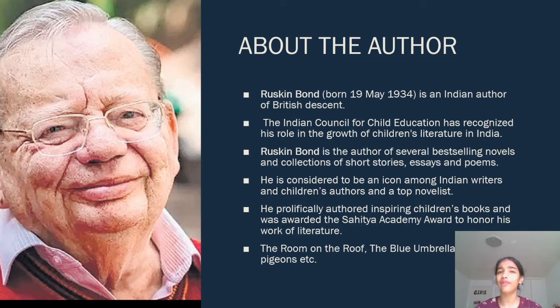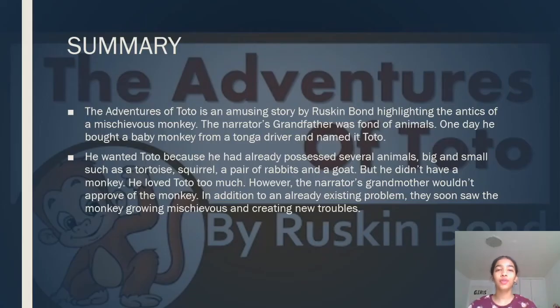Few examples of very famous books that he has written are The Room on the Roof, A Flight of Pigeons, and The Blue Umbrella. So before we get into the explanation of the chapter in detail, here's a very brief summary so you get a rough idea of the chapter.